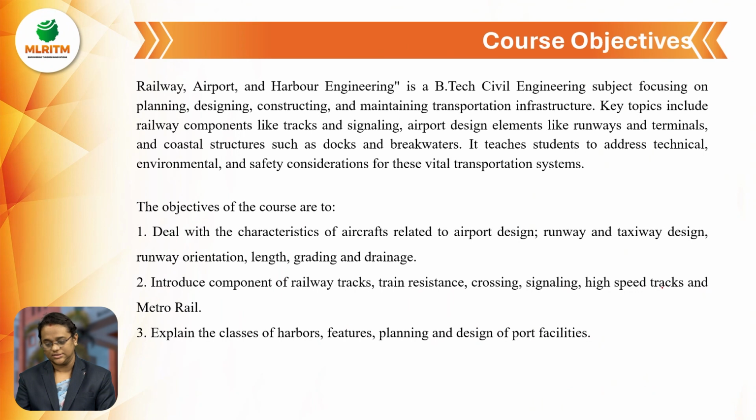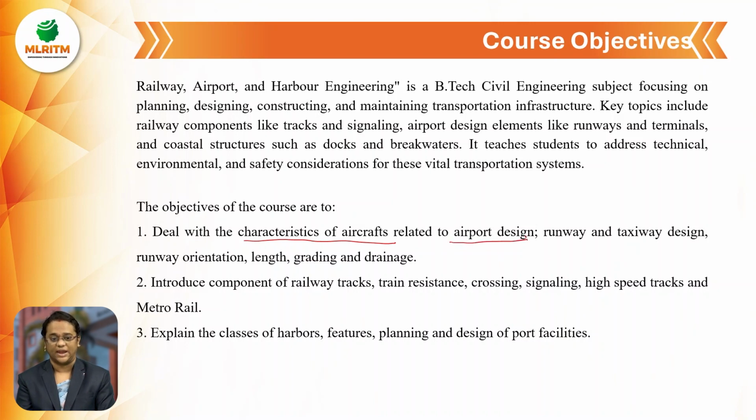So basically, the objectives of railways and airport engineering is to deal with the characteristics of airports. So, what are the different types of aircrafts? What are the different types of engines? The characteristics like the runways and the taxiways, which are related with the operations of aircrafts, like taking off and landing. So, in unit one, the first course objective is airport design.